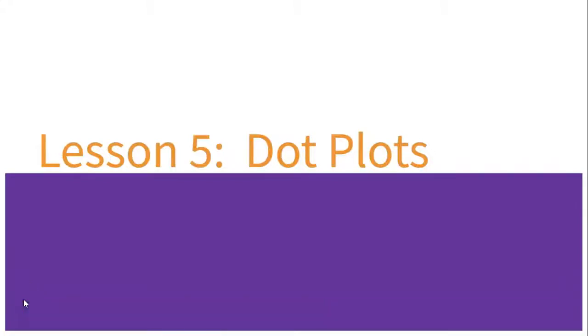So in lesson 4 we were looking at frequency tables, and now in lesson 5 we're going to look at dot plots. We've already worked with dot plots some, but we're going to go through a little bit more detail on dot plots.